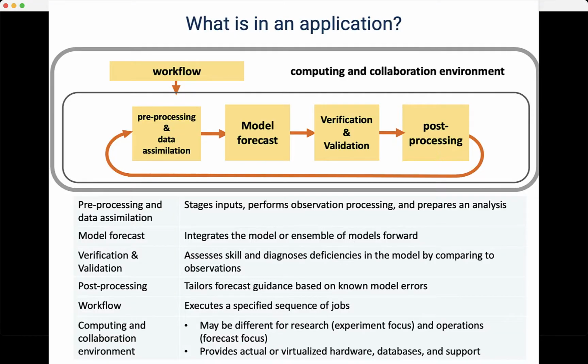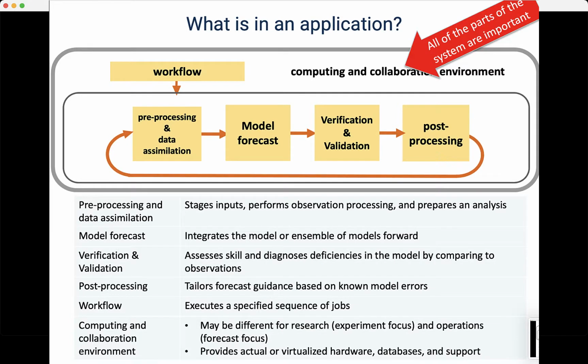So what's an application? I think it's important to appreciate that an application is more than just the model. The application has these parts. It has pre-processing and data assimilation. It has the model, has verification and validation, post-processing. There's a workflow that has to manage all of these things, which will be likely different for each application. And then there's a computing and collaboration environment if we're going to be aspiring towards community modeling. So all of the parts of the system are important. There's nothing here that can be neglected and you expect a good outcome of a good forecast.